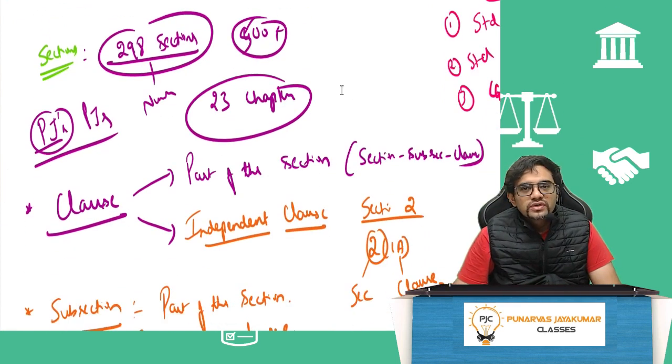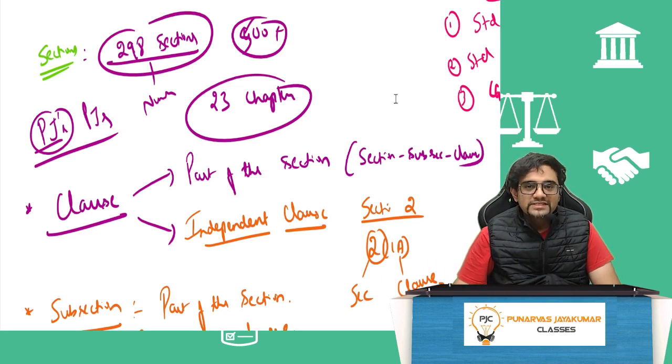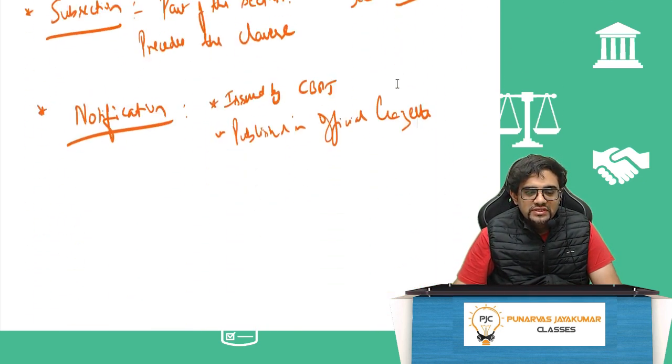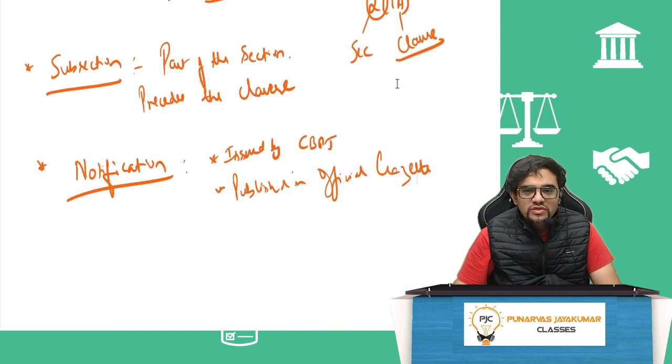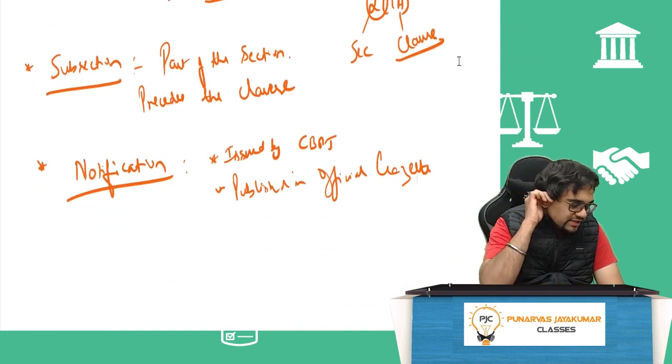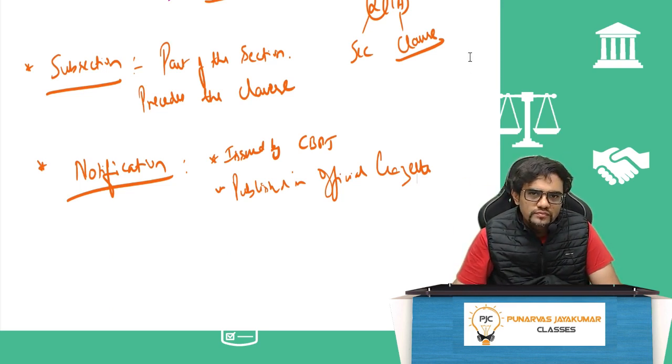There are roughly around 298 sections, and if you take the count, it is 500 plus easily. It keeps on adding and subtracting, so no point counting the numbers. Then there are 23 chapters. Then we discussed what is a clause, what is a subsection, what is a notification, what is a circular. Similarly, CBDT. So circular is what, guys? Circular is subordinate.